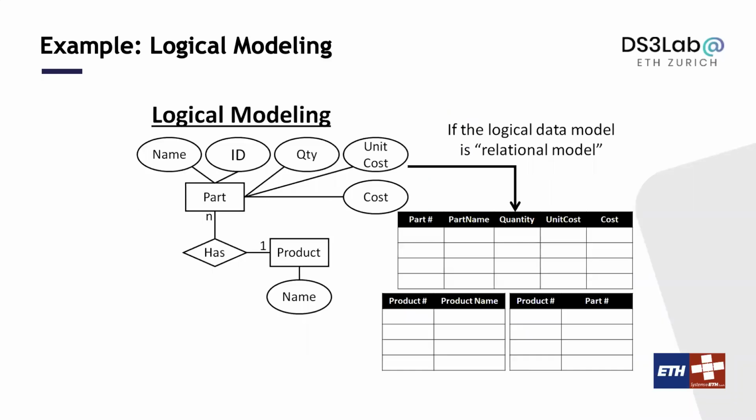So once you have that, the logical modeling part really tries to map this conceptual model into a relational model if you are using a relational database, right? So in this context, you are going to have a diagram that looks like this, and then you are going to have a set of relations as an output of this logical modeling process.